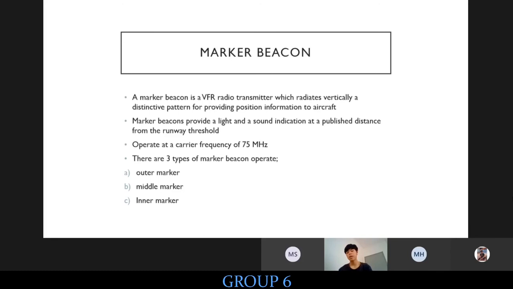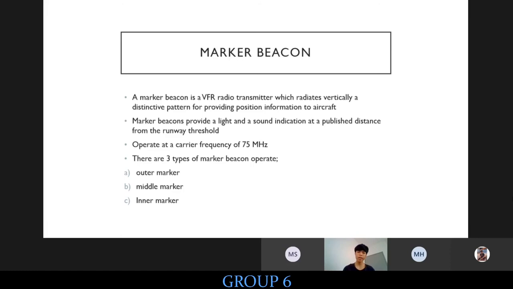A marker beacon is usually used in conjunction with the instrument landing system. The marker beacon's function is to give pilots a means to determine position along an established route to a destination, such as a runway. A marker beacon is a VHF radio transmitter, which radiates vertically a distinctive pattern for providing position information to aircraft.